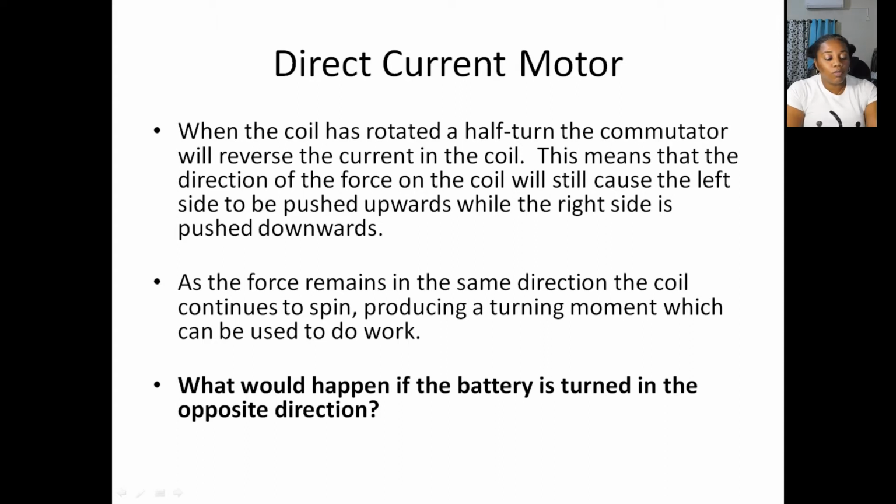used to do work. What would happen if the battery is turned in the opposite direction? Of course, it would turn the other way, because remember, the turn is dependent on the direction of the flow of current. Okay?